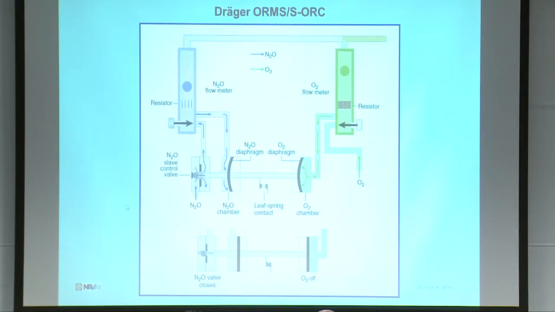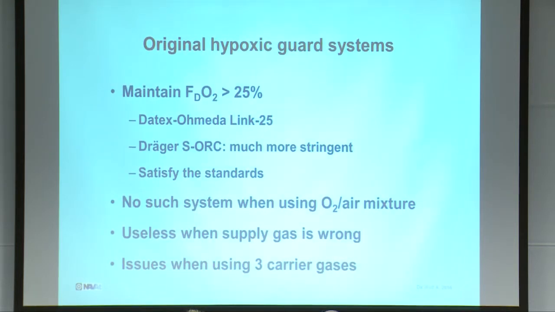So this is a description of the Draeger S-ORC system, where they use a pneumatic interface with a mechanical bar that, at certain points when there is no oxygen or little oxygen flow, will reduce the amount of nitrous oxide flow. So it's a mechanical device. These original hypoxic guard systems were developed to maintain an FDO2 higher than 25%, and they satisfied the standards. They perfectly did, before the standards became available, what they were supposed to do.